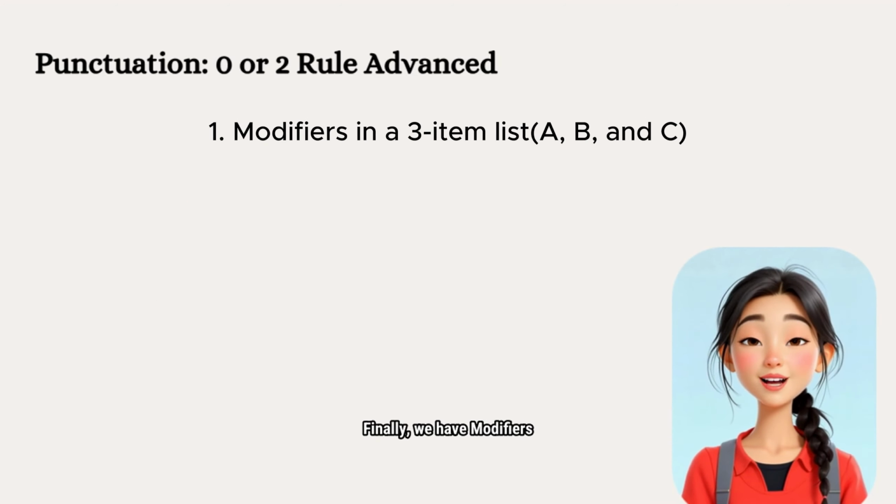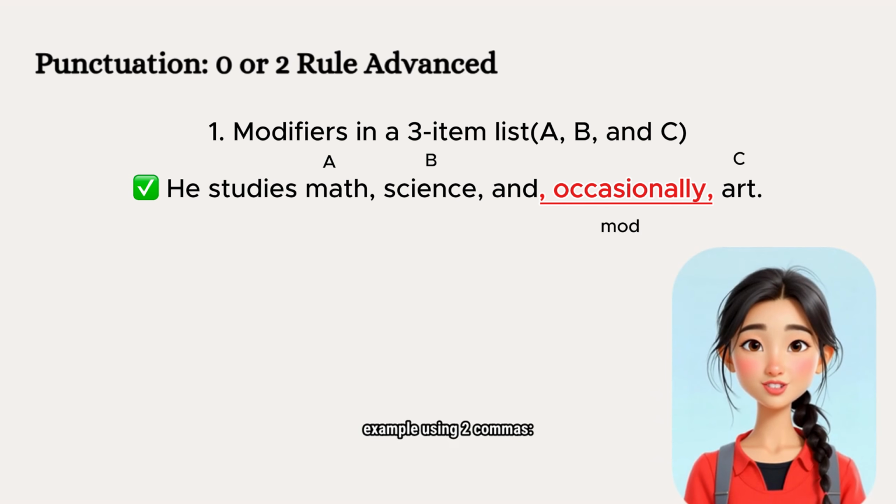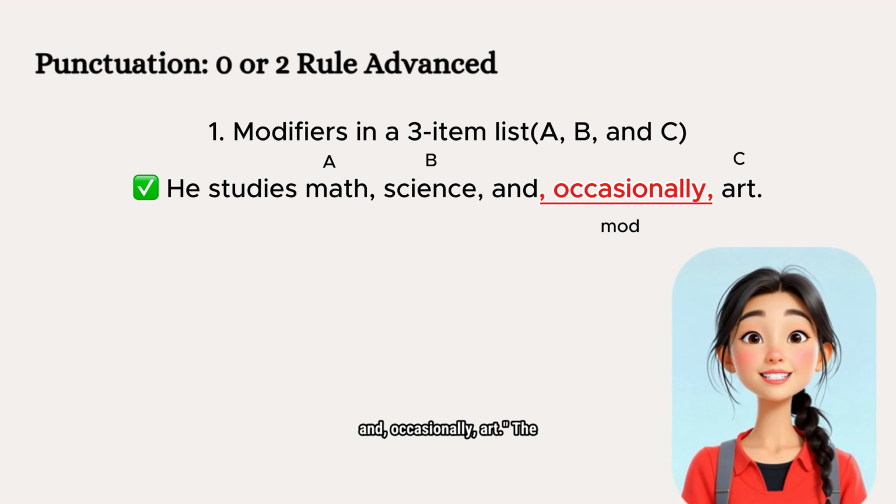Finally, we have modifiers in a 3-item list. If you add a descriptive word near the end of a long list, the same rule applies. Wrap it in 2 commas or use none. Check out this correct example using 2 commas. He studies math, science, and occasionally art. The word occasionally is the modifier here, and it is correctly surrounded by 2 commas.